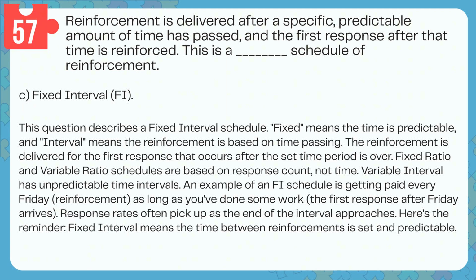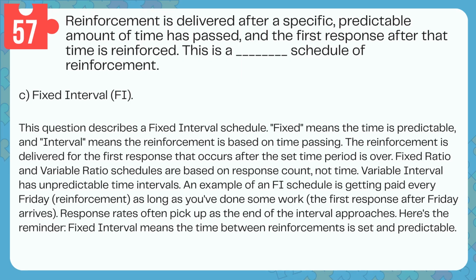Answer: C. Fixed interval, FI. This question describes a fixed interval schedule. Fixed means the time is predictable, and interval means the reinforcement is based on time passing. The reinforcement is delivered for the first response that occurs after the set time period is over. Fixed ratio and variable ratio schedules are based on response count, not time. Variable interval has unpredictable time intervals.